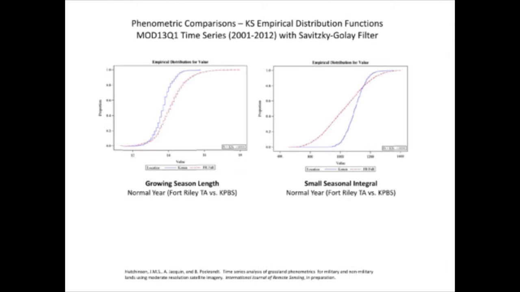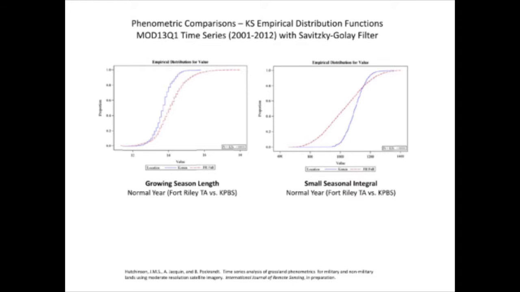So we processed all the data, harvested all the results, did a little bit of statistical analysis, and long story short, Fort Riley is different from Kanza. Probably not a surprising result necessarily, but we didn't have any proof to show that before. So here's just two examples from two different phenometrics. The length of the growing season, so the number of days between the onset of greenness and the end of greenness, and the small seasonal integral, the area under the curve. And that data here for Fort Riley is in the dashed red line.